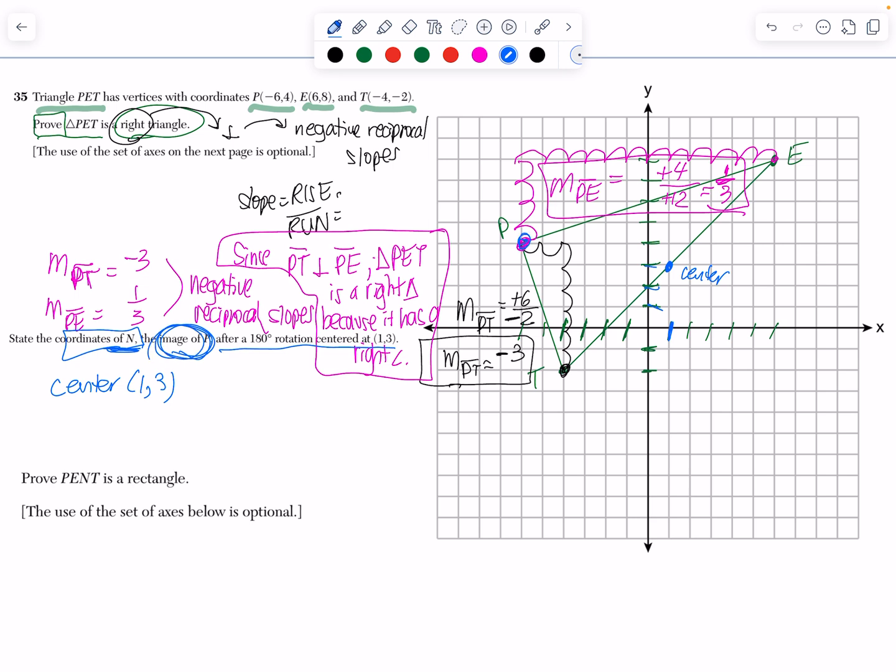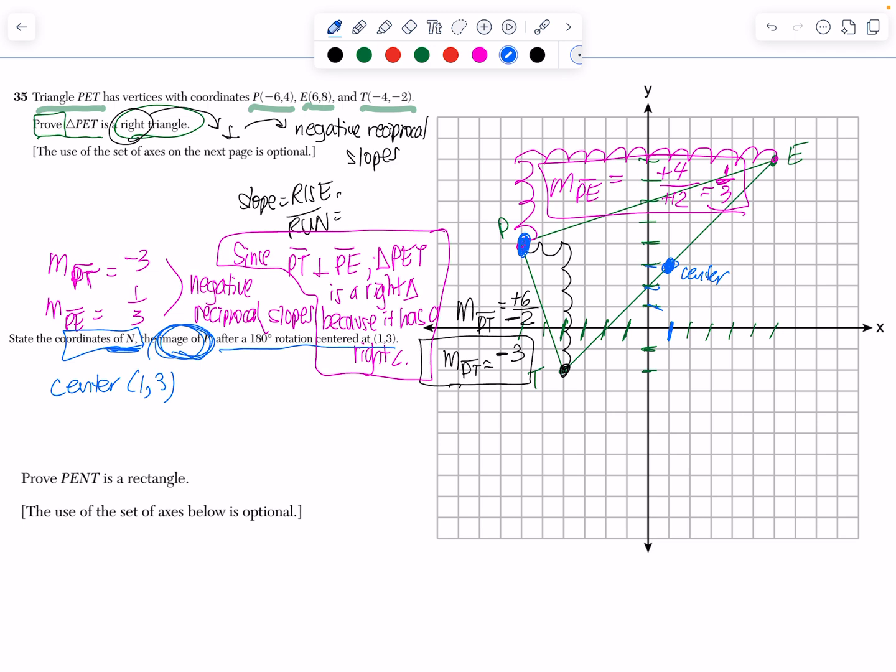Okay, so here's P, and this is my center. So from the center to P, we have to make a 180-degree rotation. Keep in mind 180 degrees, whether it's clockwise or counterclockwise, will be the same. If I were to connect a line, ooh, that's messy. I know my image should be somewhere on this side. Okay, now I have to be accurate. So how do we do that?